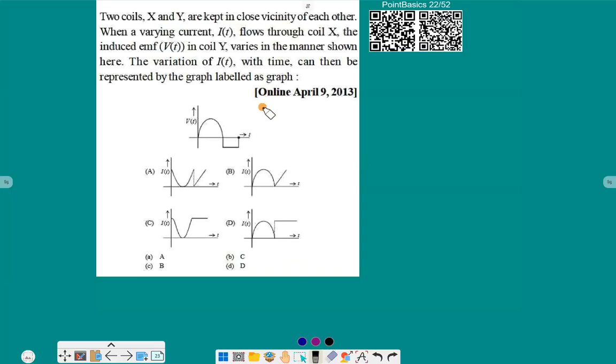Two coils X and Y are kept in close vicinity of each other. When varying current IT flows through coil X, the induced EMF in coil Y varies in the manner shown here. Variation of IT with time can be represented by the graph as shown.